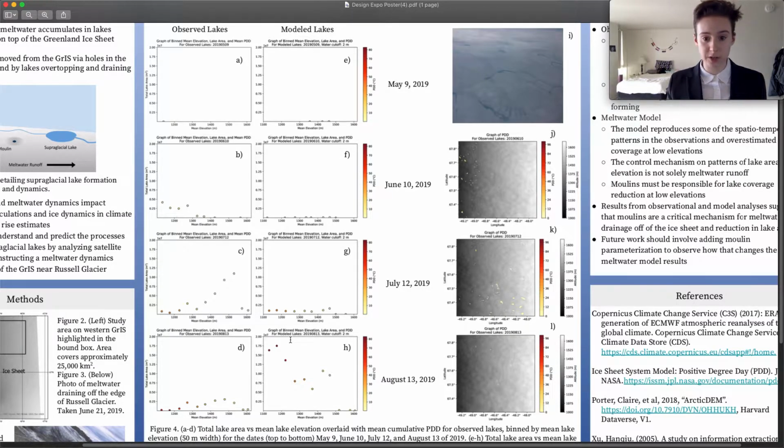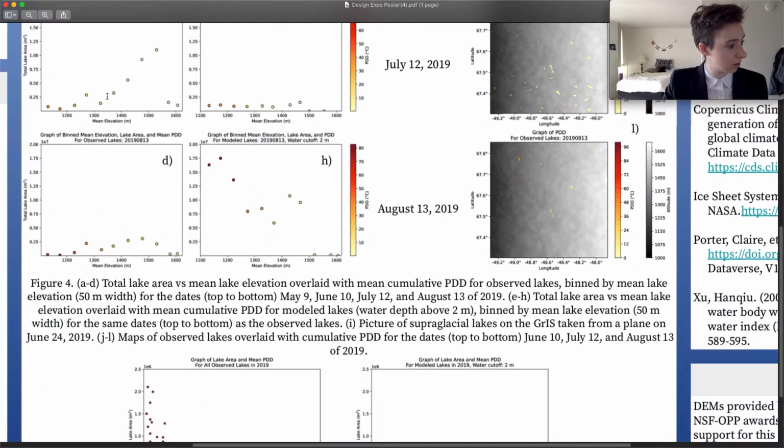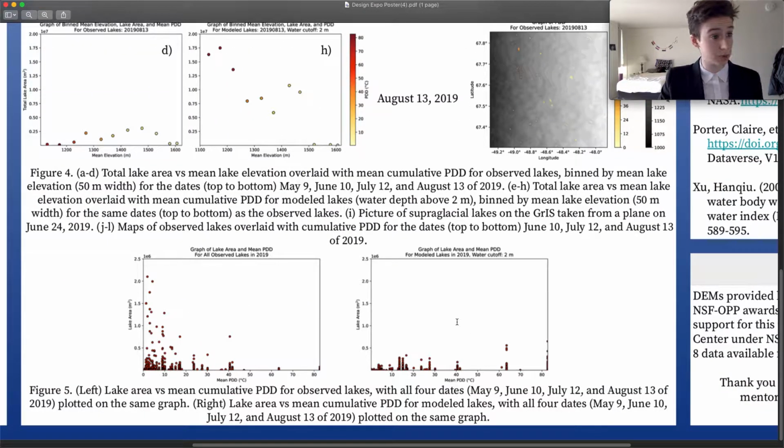Those are the ones that in observation shrank or dried up once they hit a certain size. The model does not reproduce this sort of lake area size relationship very well, as you can see in the other part of figure 5. This shows modeled lake area versus mean PDD, because it says here that as lake area increases, so does the radiated forcing, which does not match the patterns in the observation.